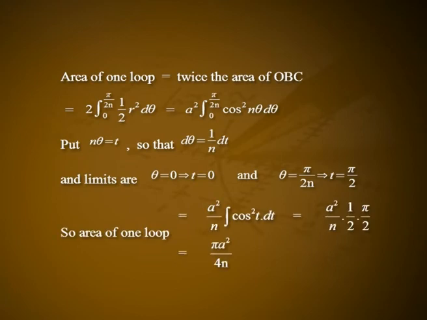So, area of one loop is equal to a square by n into integral from 0 to pi by 2 cos square t dt, which is equal to a square by n into 1 by 2 into pi by 2, which is equal to pi a square divided by 4n. Then the whole area of the curve is equal to number of loops into area of one loop.